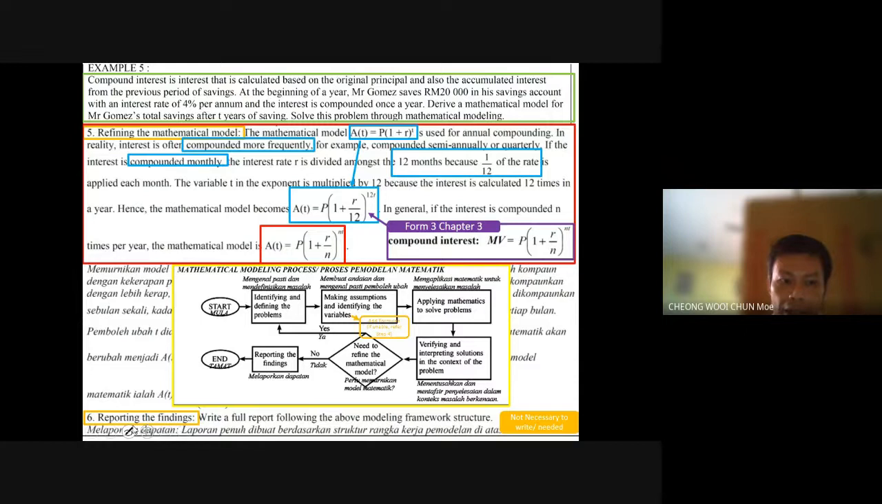So step six, reporting the findings. You need to write.